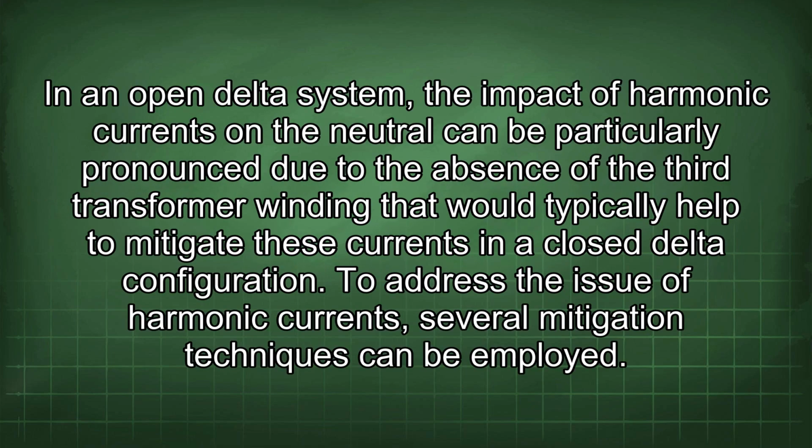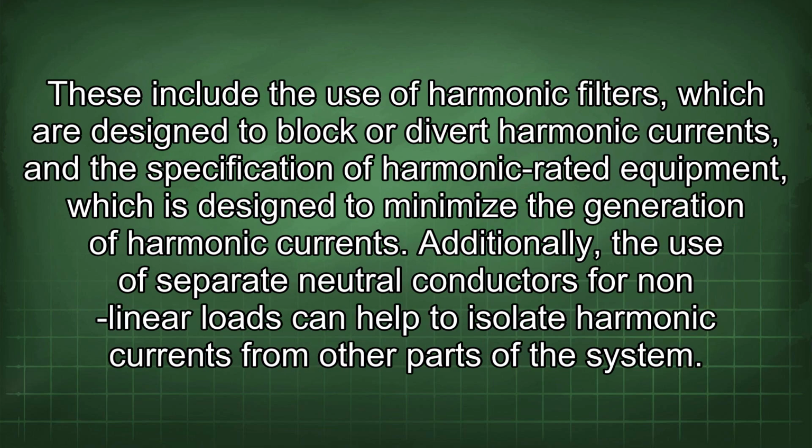In an open delta system, the impact of harmonic currents on the neutral can be particularly pronounced due to the absence of the third transformer winding that would typically help to mitigate these currents in a closed delta configuration. To address the issue of harmonic currents, several mitigation techniques can be employed. These include the use of harmonic filters, which are designed to block or divert harmonic currents, and the specification of harmonic rated equipment, which is designed to minimize the generation of harmonic currents. Additionally, the use of separate neutral conductors for nonlinear loads can help to isolate harmonic currents from other parts of the system.